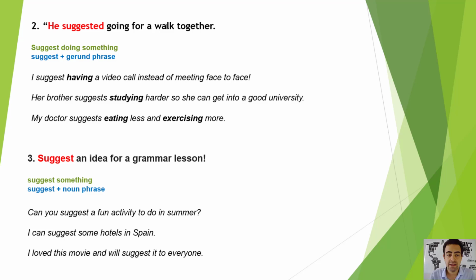Okay, that was the second model, and the third model is suggest plus a noun or a noun phrase. Suggest something. Suggest plus a noun phrase is like, can you suggest a fun activity to do in summer? I can suggest some hotels in Spain. Suggest hotels. Fun activities. Noun or a noun phrase. I love this movie and I will suggest it to everyone.